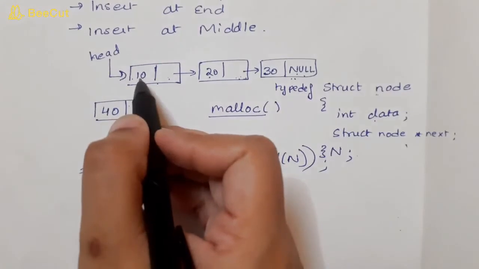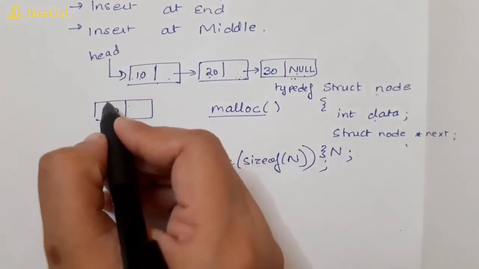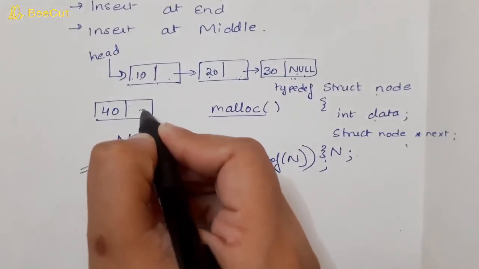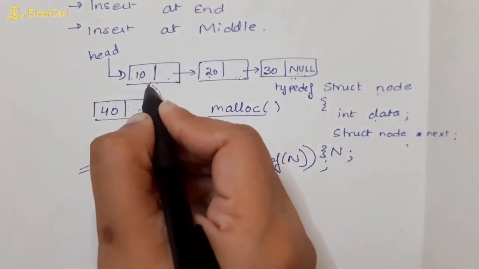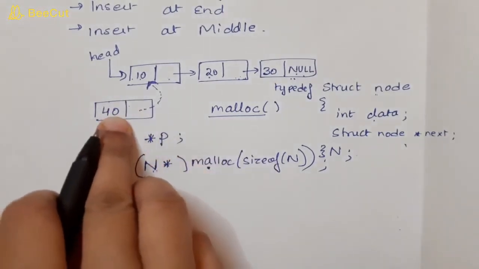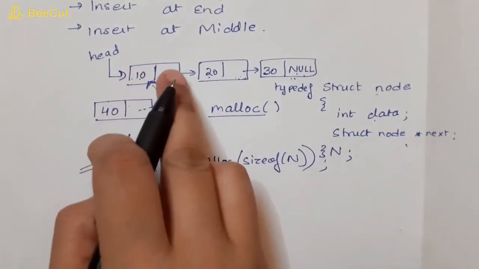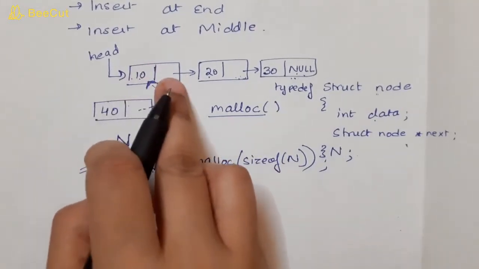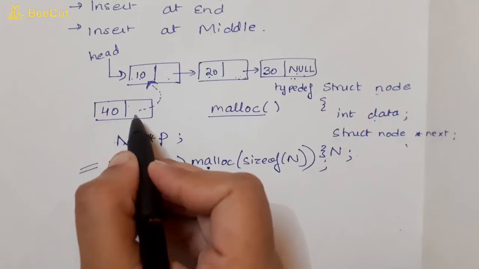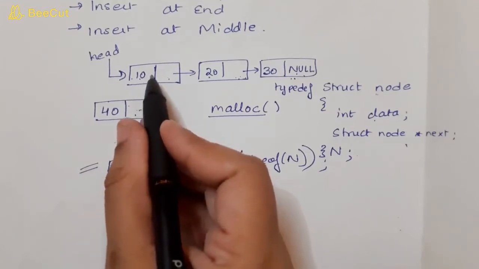Header must be pointing to this node. Now if I want to insert this node, the first thing is the next field of this node should point to this one. Okay, because this is going to become the first node, so this node, the node which is containing 10 as the data, should become the second node. So that's why this particular node should contain an address of this node.